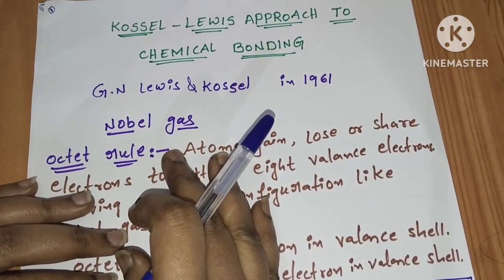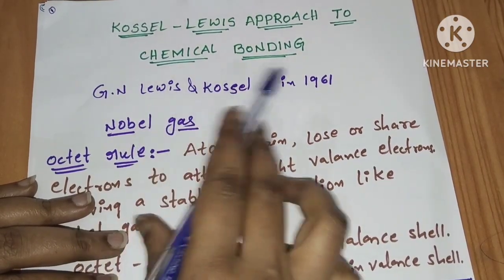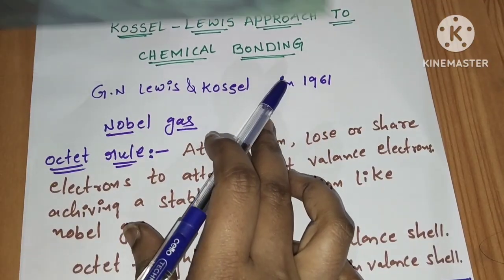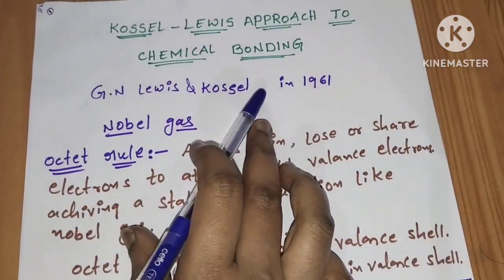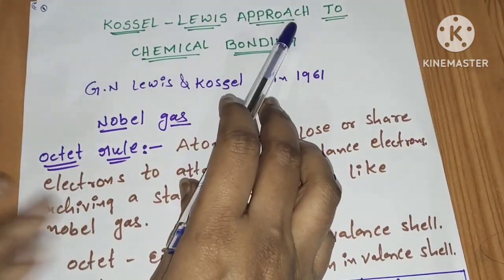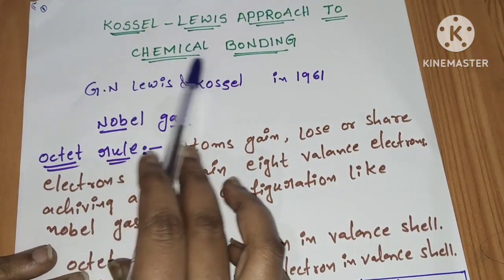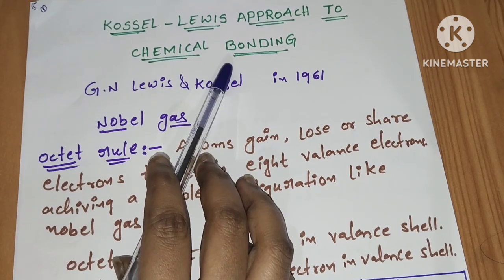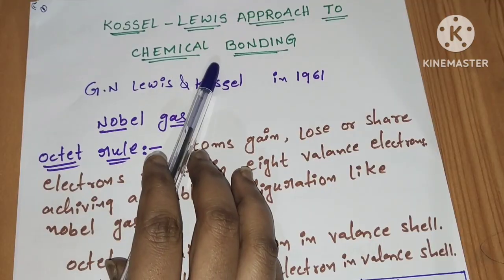In today's class, we will learn about the Kossel-Lewis approach to chemical bonding. I am explaining these topics from the NCERT textbook for class 11. This Kossel-Lewis approach explains how and why atoms combine to form molecules. So the first approach in chemical bonding is the Kossel-Lewis approach.